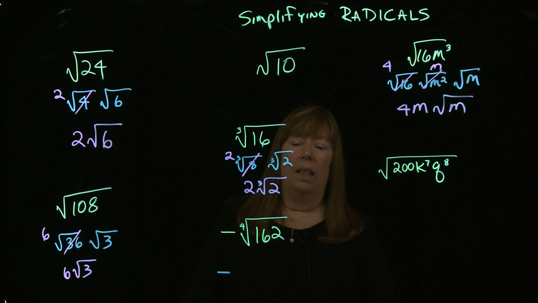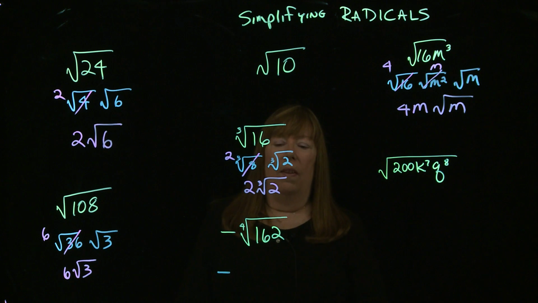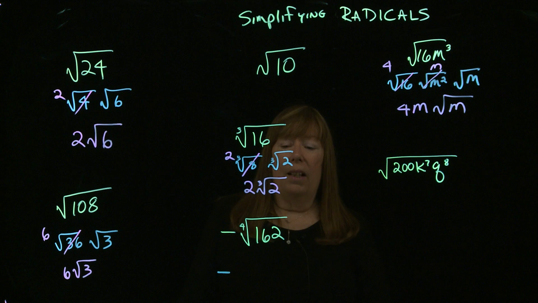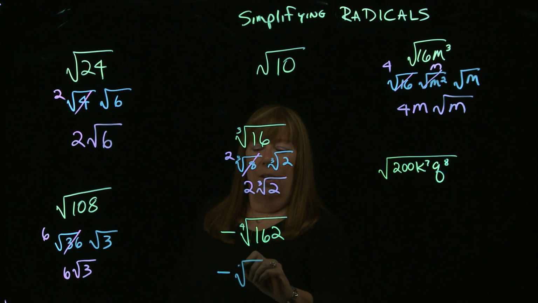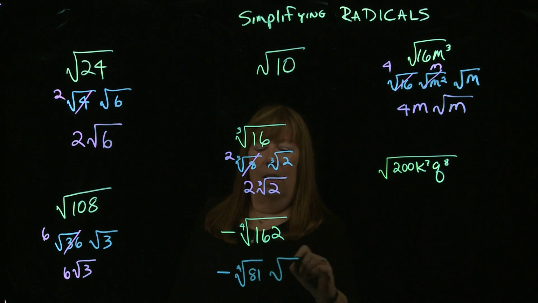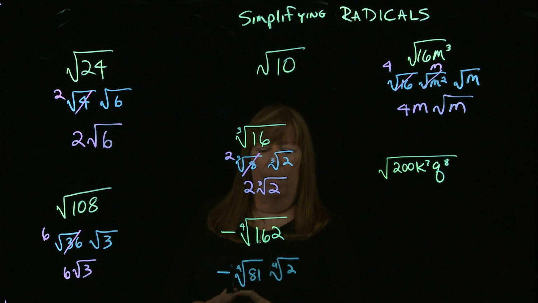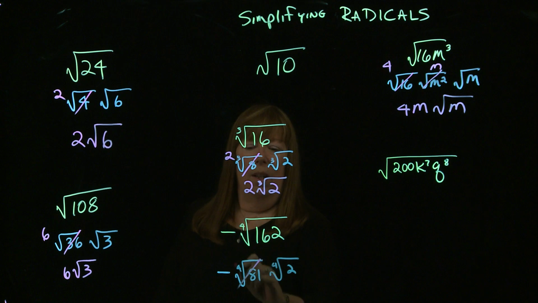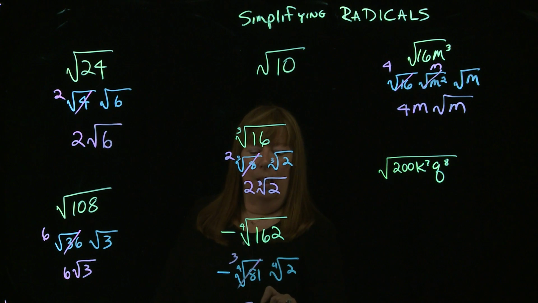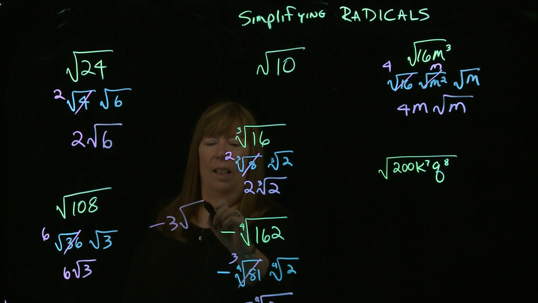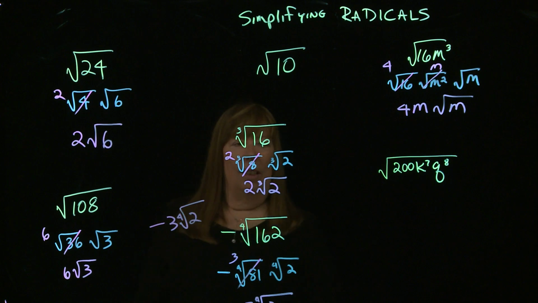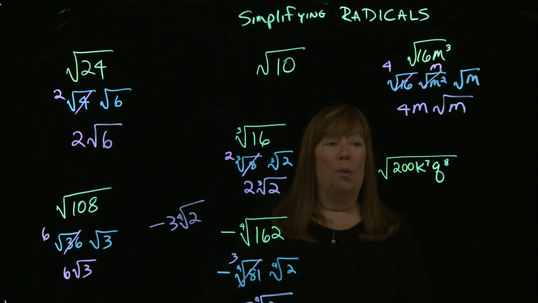Let's see. I need a perfect fourth that is a factor of 162. That would be 81. So let's go 4th root of 81 times 4th root of 2. The 4th root of 81 is 3, so we have negative 3 times the 4th root of 2. And you can't see that, so let me rewrite it up here. Negative 3 times the 4th root of 2. Okay, one more.